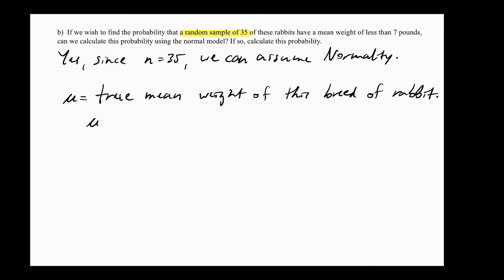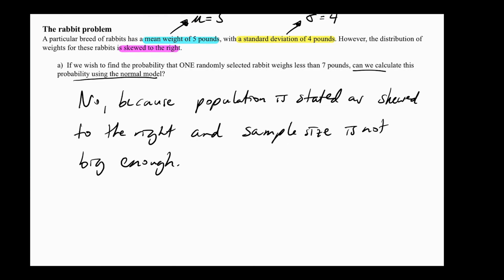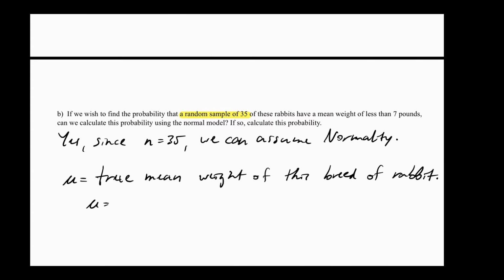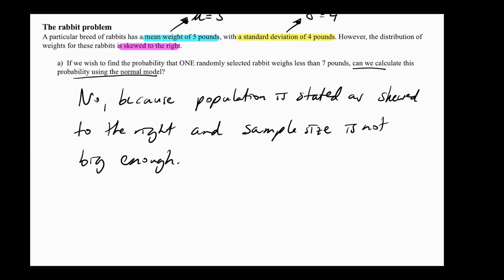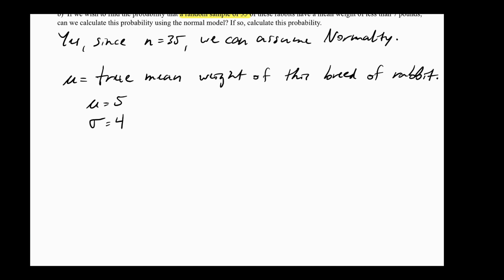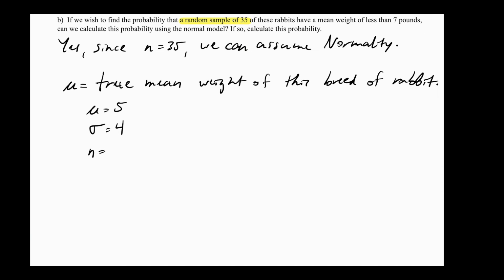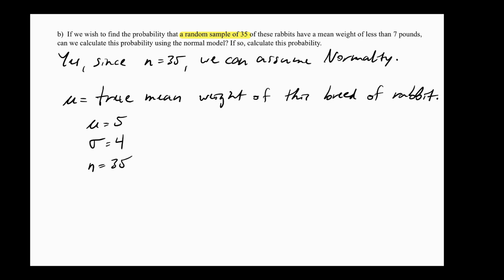And then they give us that number, right? What do they say? 5. And the standard deviation is 4. And then in this case, n is 35. Okay, that's 1 point. And we labeled everything we had.